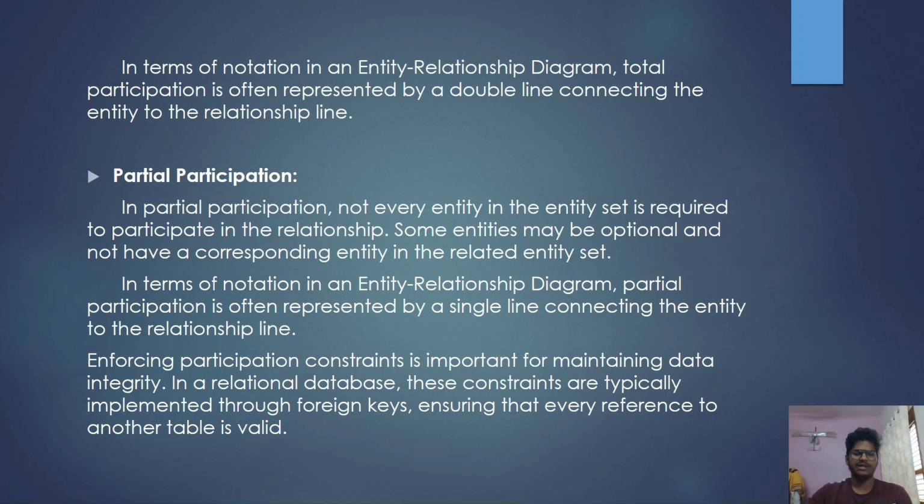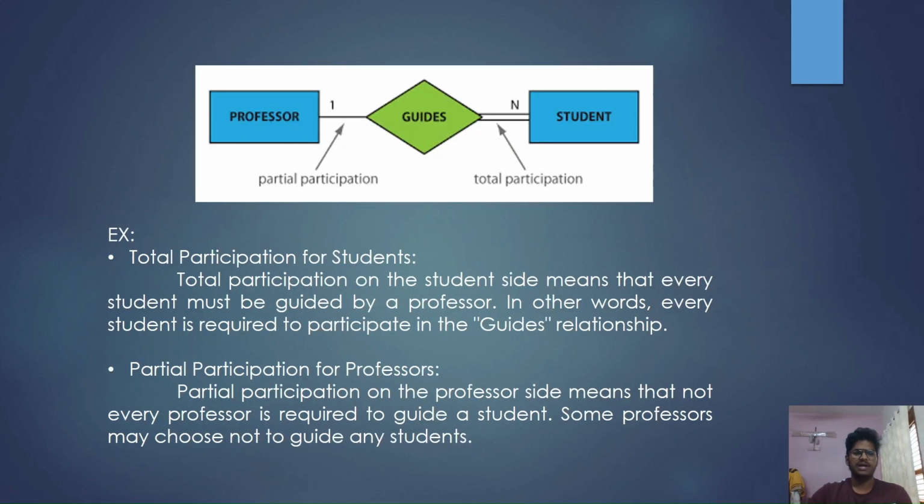Enforcing participation constraints is important for maintaining data integrity. In a relational database, these constraints are typically implemented through foreign keys, ensuring that every reference to another table is valid. So let's look at an example.